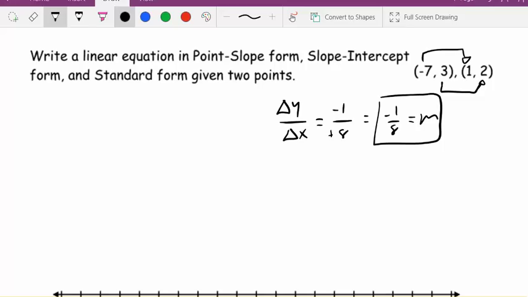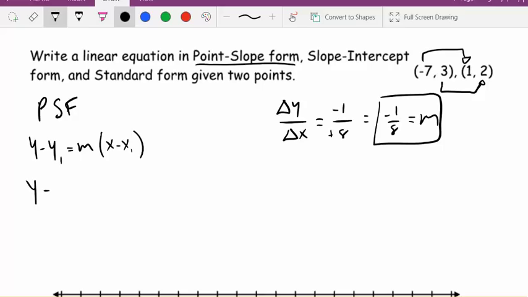That equals m. So first let's put it in point-slope form. Point-slope form was y minus y sub 1 equals m times the quantity x minus x sub 1. And so we're going to say y minus, and then we'll just use any one of these points. Now, I'm going to use my positive points whenever possible because it makes it look cleaner. You could use negative points, but we'll do the positive one.